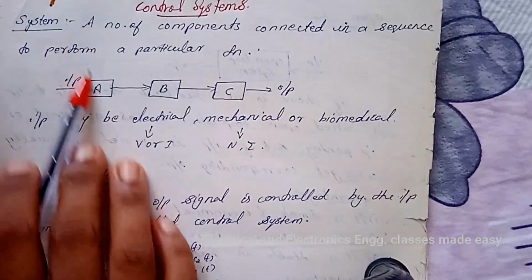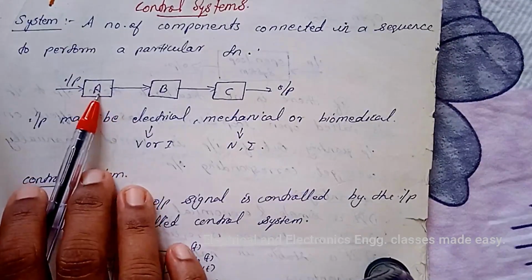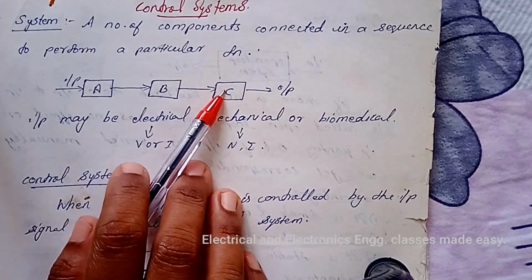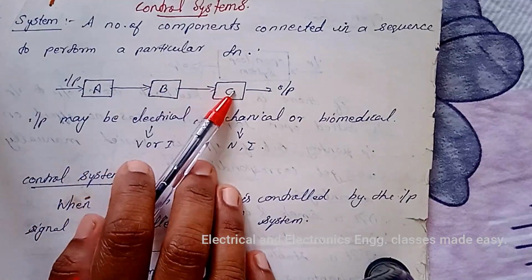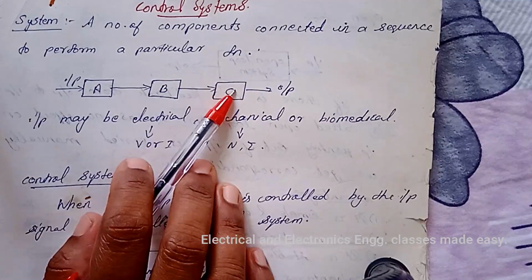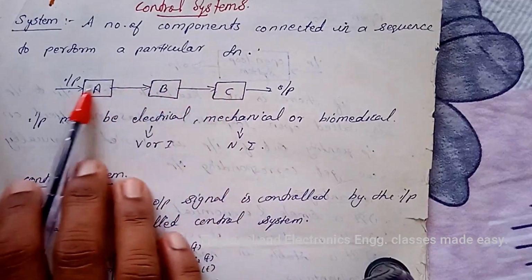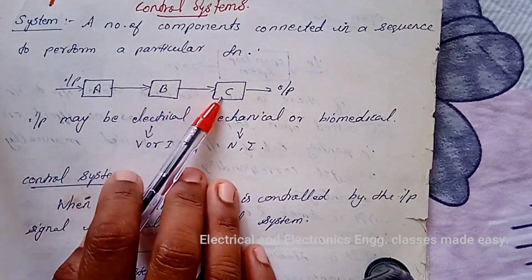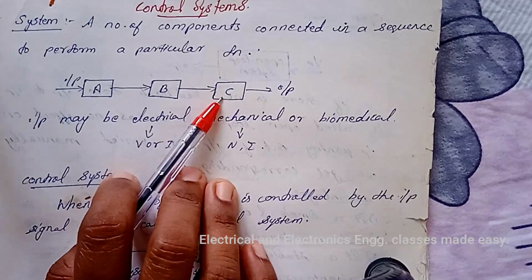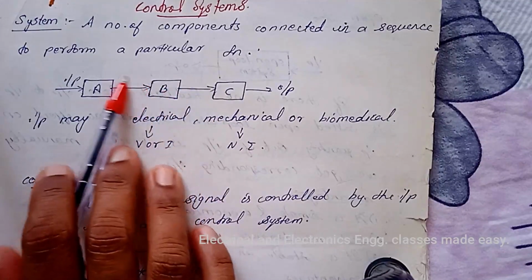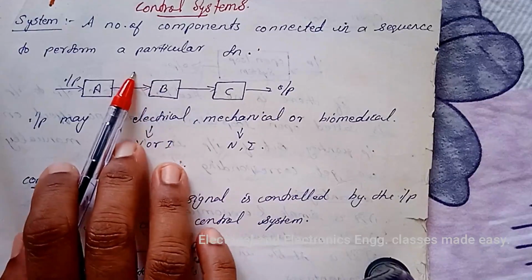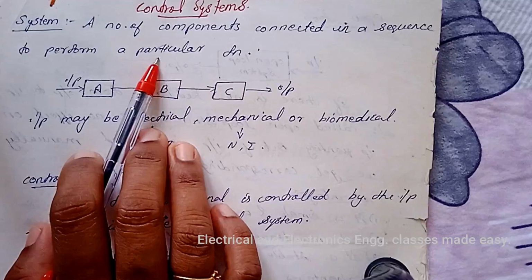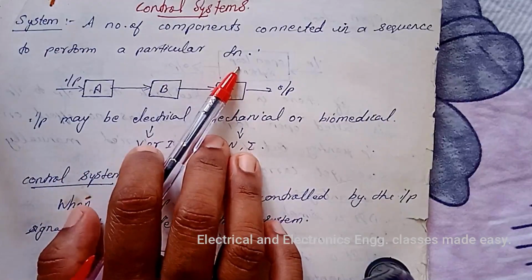So a system is when a number of elements or components are connected in a sequence to perform a specific function. The group thus formed is called a system. So, a system is a number of components connected in a sequence to perform a particular function.